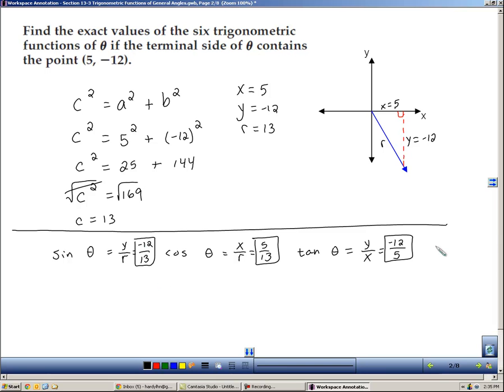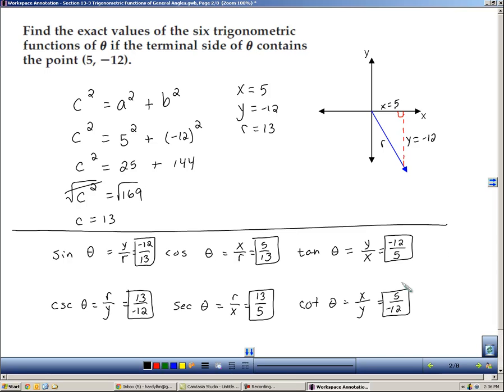And so here you see sine, cosine, and tangent. And then by taking each one of them and providing their inverse, or flipping the fraction, you can see cosecant, secant, and cotangent. So we have all six trig functions from an angle where its terminal side is along (5, -12).